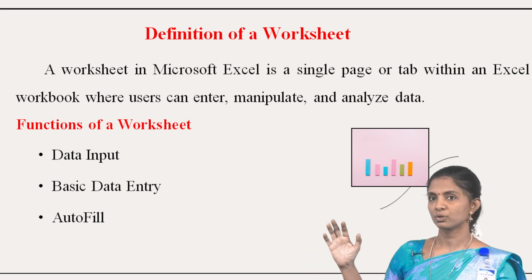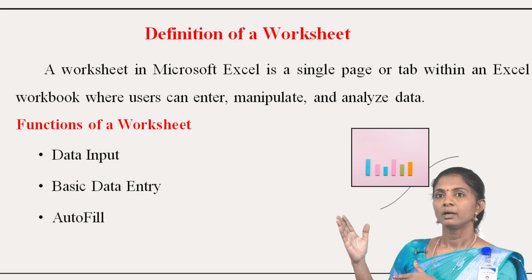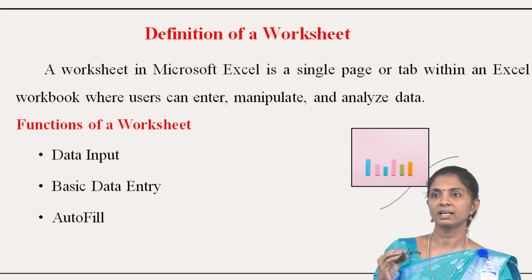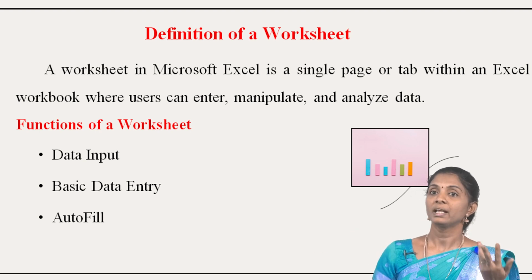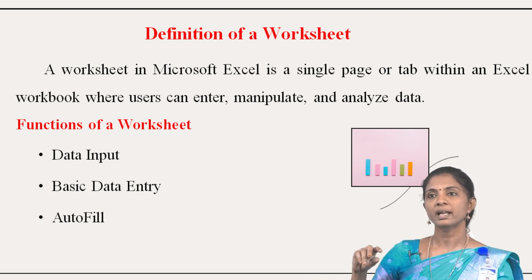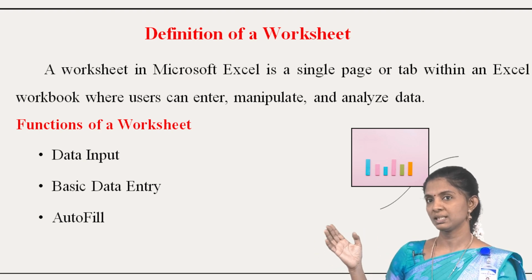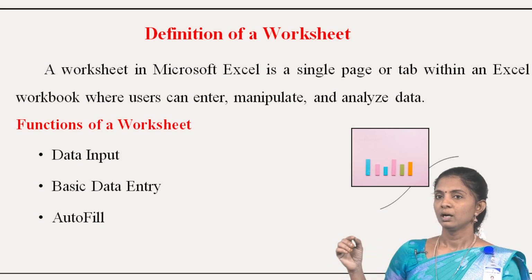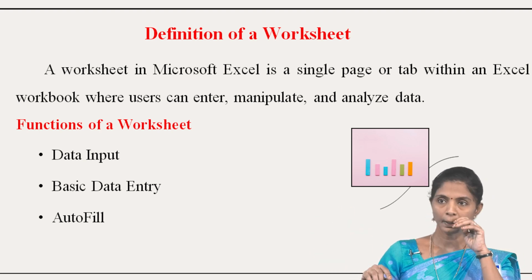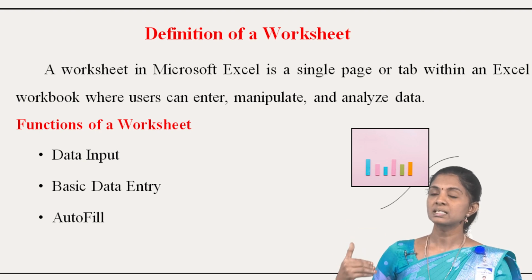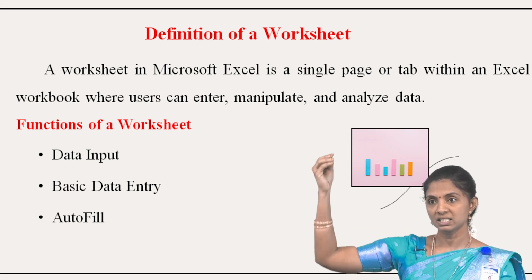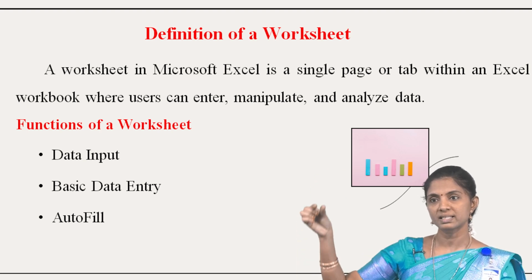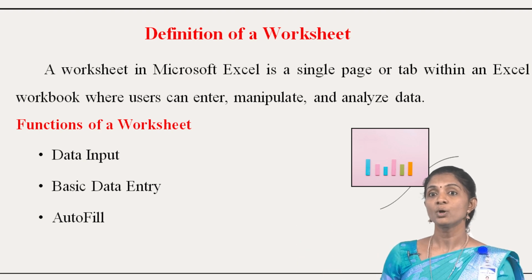Data input. First, giving the input to MS Excel. It's a basic data entry. A user can enter numbers, text, dates and other types of data directly into a cell. So it is a basic data entry. Next one under data input is autofill, a feature that allows the user to quickly copy a cell's content or extend a series, for example, dates or numbers across the adjacent cells by dragging the fill handle.